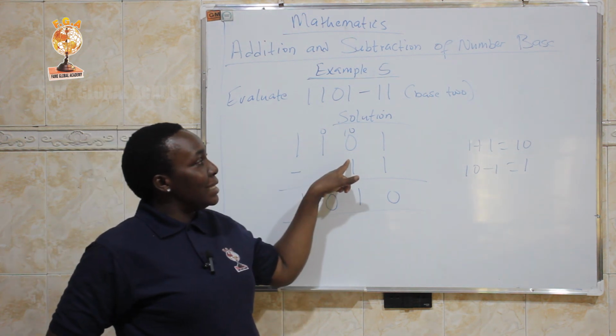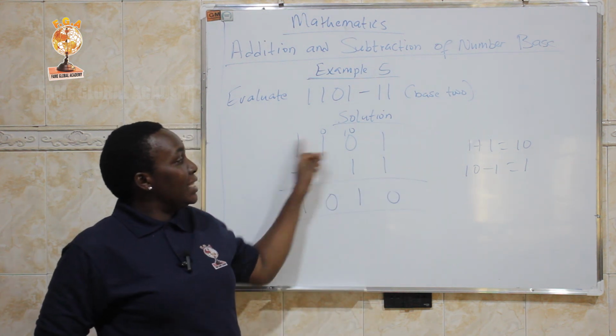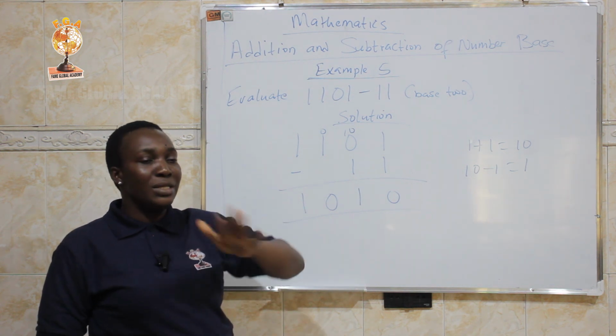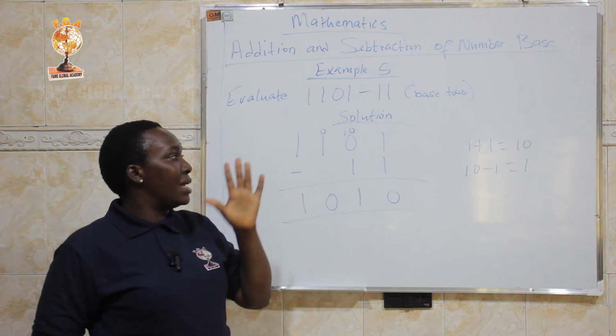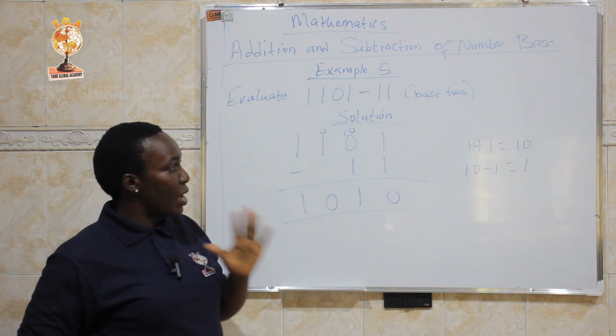But in this case, I know the base we are working with is 2. This is a binary number. Anything we are dealing with should be between 0 and 1. It's not more than 0 and 1. You can't get 2 here or 3. 0 and 1. Okay, that's what we are working with.